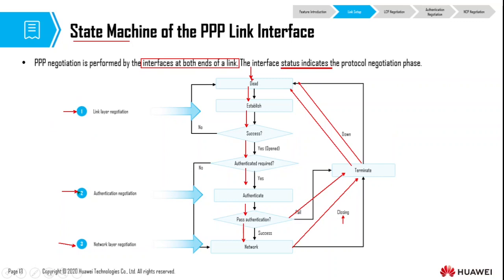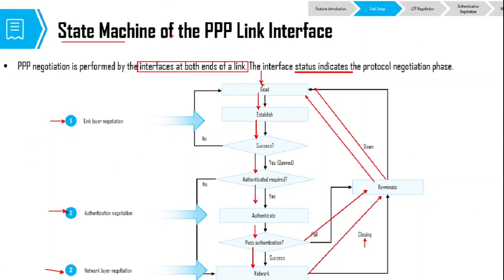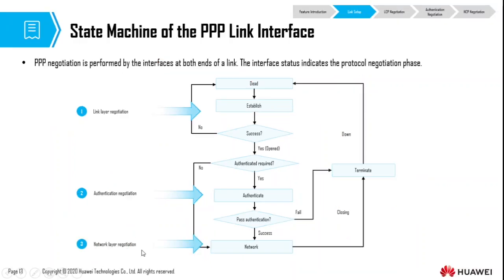So those are the three steps, really: link layer negotiation, then authentication negotiation, then network layer negotiation. Okay.